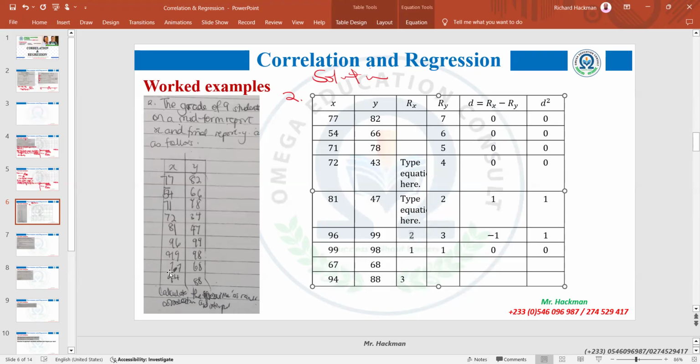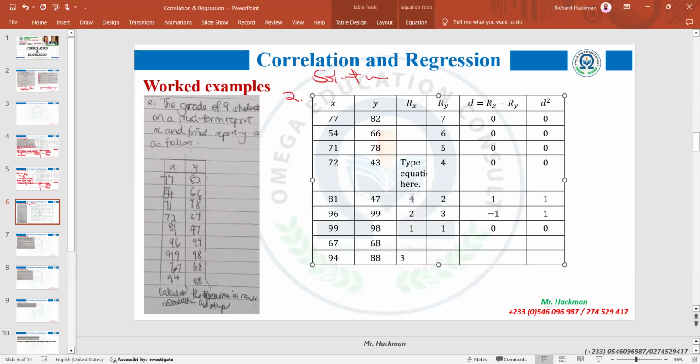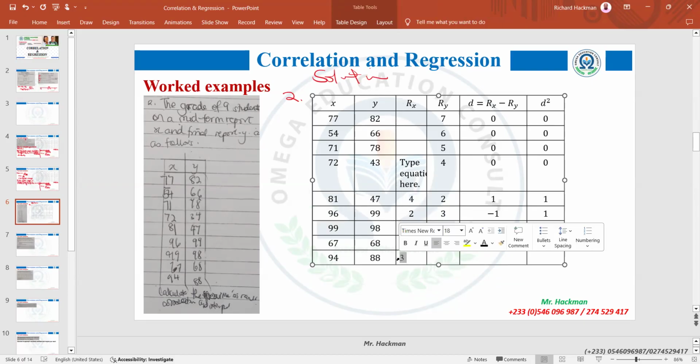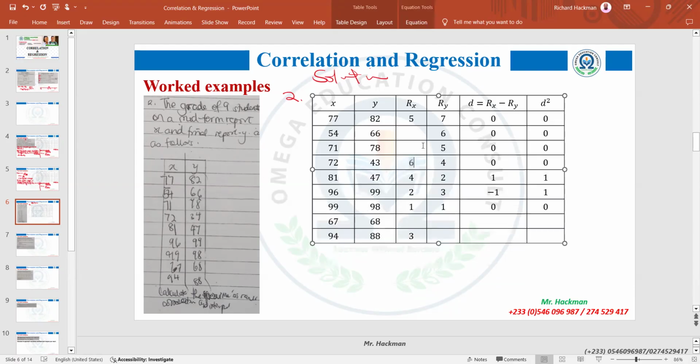Then what do we have after that? No longer 90s. We move into the 80s. So 81 will be 4. Then what else? After 81, the next one is what? Is it 77? Okay, so 77 will be 5. Then after 77, we have 72, so 72 will be 6. Then 71 will be 7.